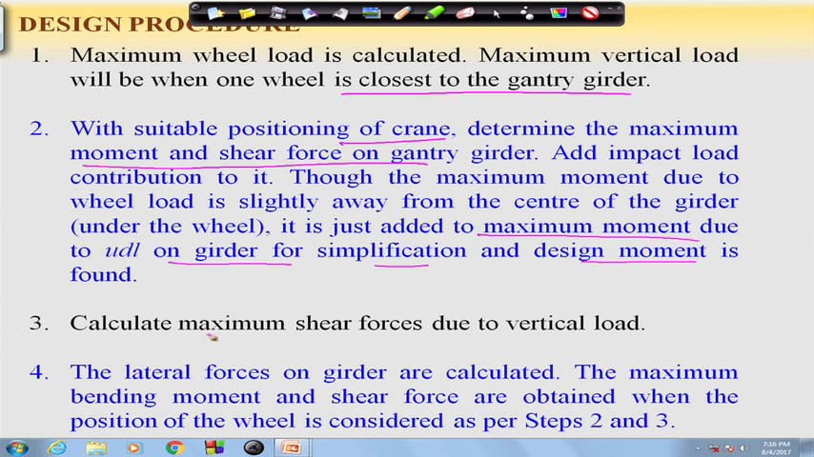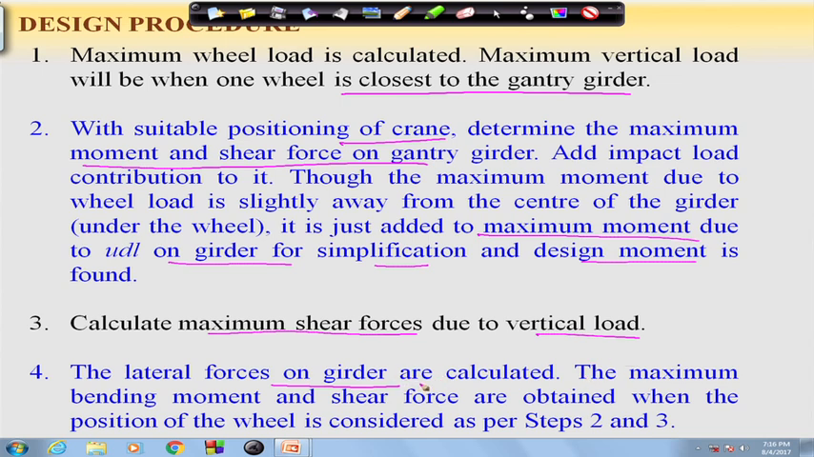Then we can find out the maximum shear force due to this vertical load, and the shear force will be maximum when one of the wheels is placed at the support of the gantry. Then we can find out the lateral forces on the girder, and lateral forces can be calculated the way we have calculated the vertical load.